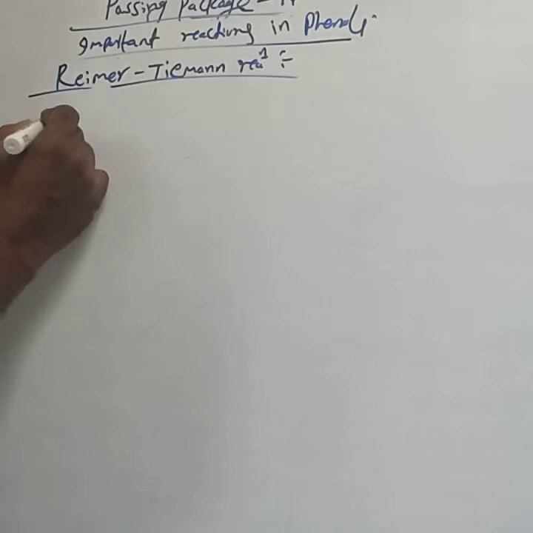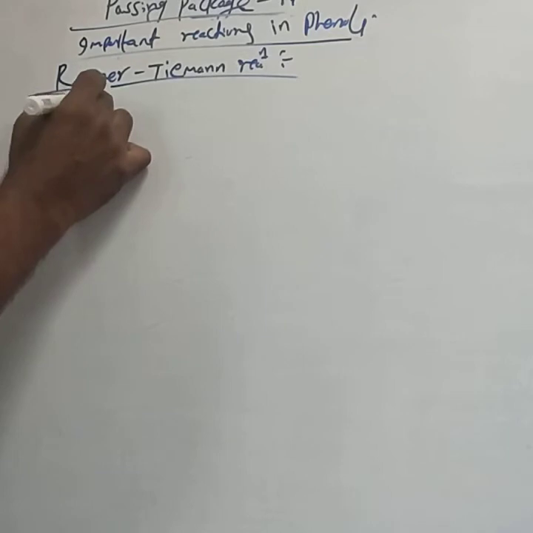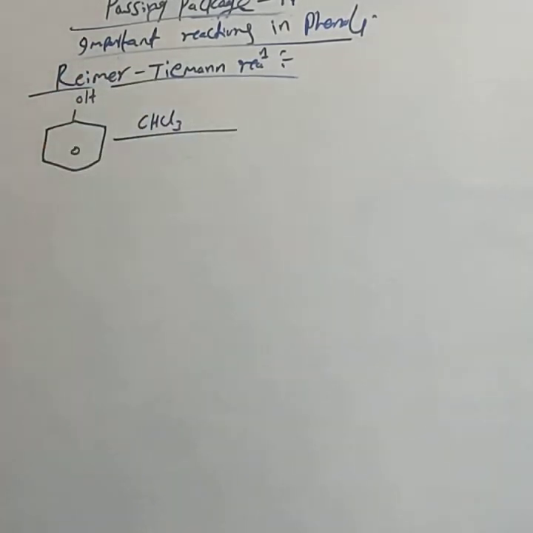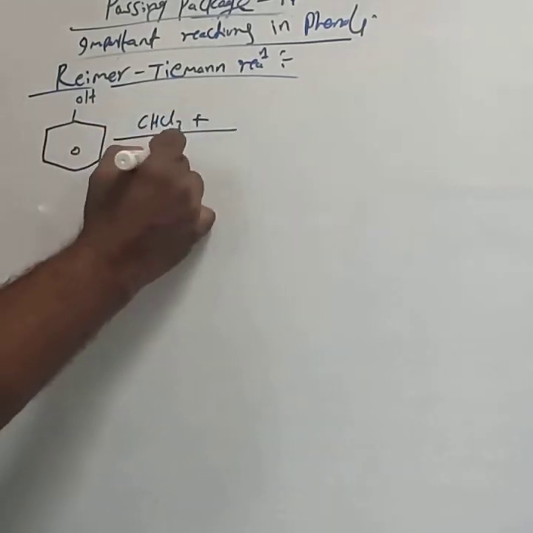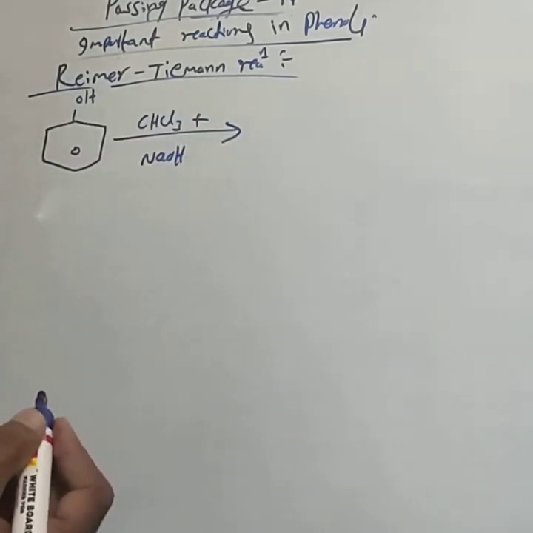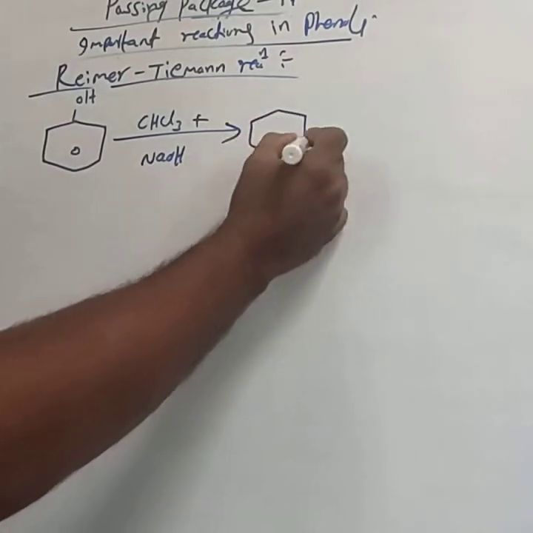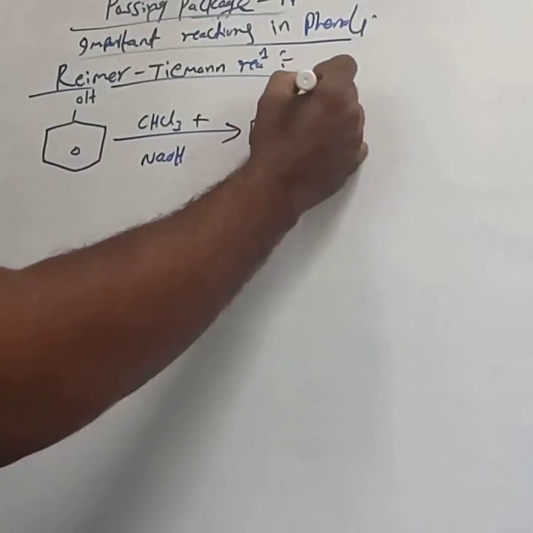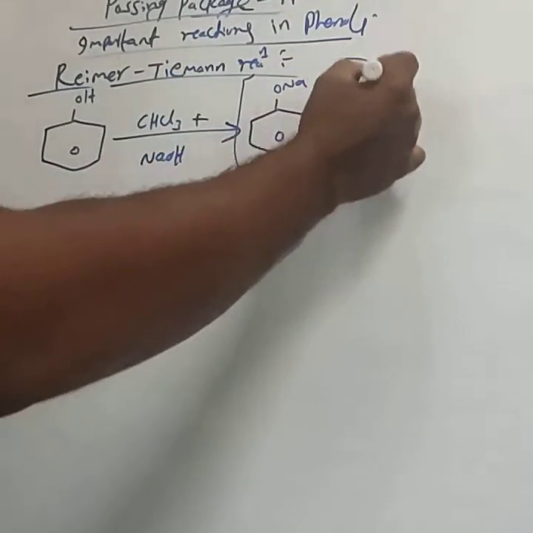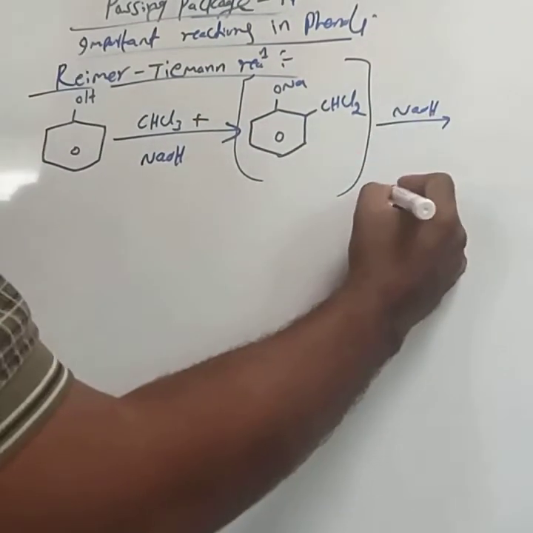In this Reimer-Tiemann reaction, again phenol is treated with chloroform, formula CHCl3, and sodium hydroxide. That results in the formation of the sodium salt of salicylaldehyde. First an intermediate is formed, with the formula CHCl2. If you know the intermediate, you write this intermediate. Otherwise, directly write the compound.